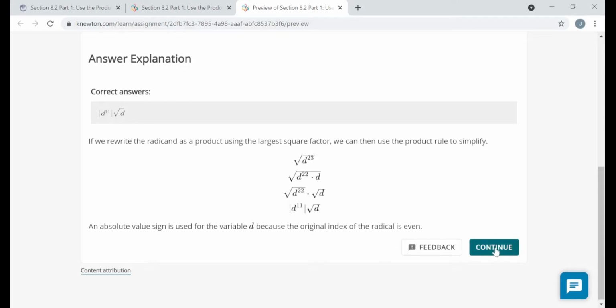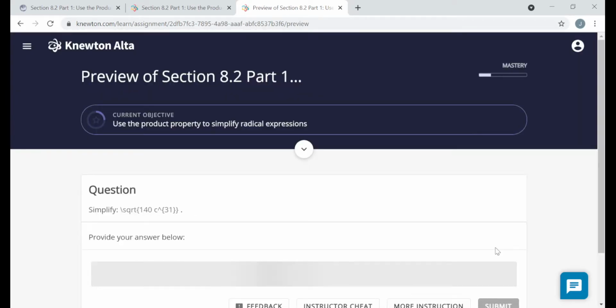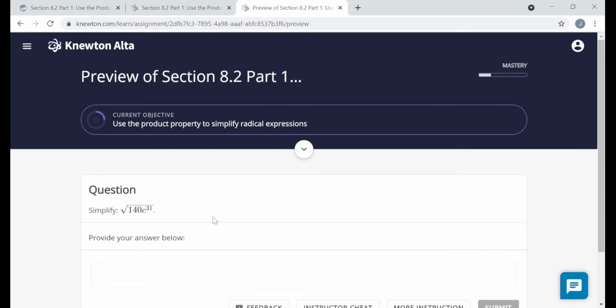Alright, so the next question, same objective. Another square root. So again, square root. So I'm going to break up the radicand into a perfect square times a not perfect square. And I want to pull out the largest perfect square possible from the radicand as a factor. All right, so once again, I'll write this out, and we'll start factoring 140 times c to the 31st.